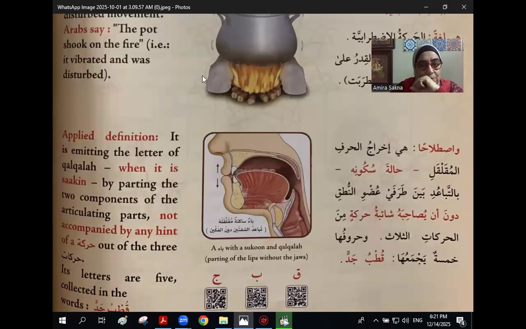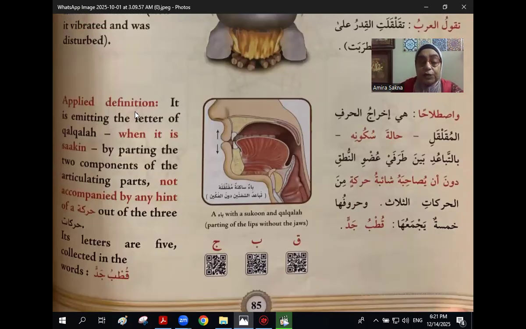Well, now we are going to read the applied definition, meaning the definition in Tajweed, of Qalqalah. It is emitting the letter of Qalqalah when it is sakin. It must be sakin. By parting the two components of the articulating parts, not accompanied by any hint of a haraka, of a short vowel, out of the three harakat of fatha, dhamma or kasra. Its letters are five, and they are collected in the words Qutub Jad.